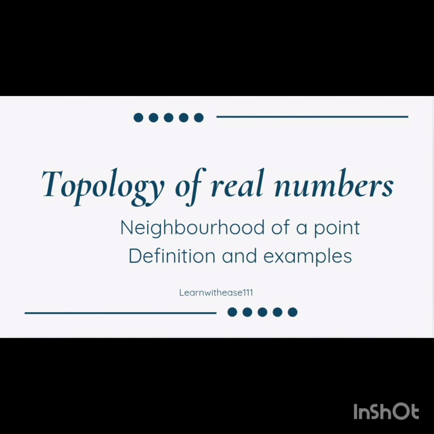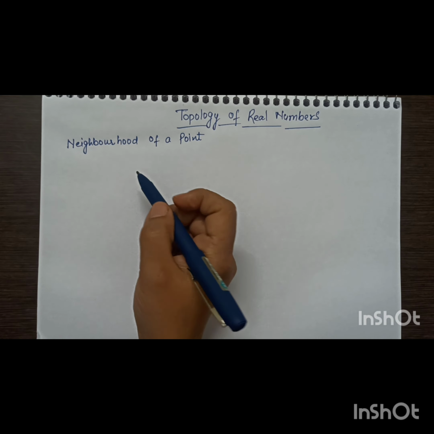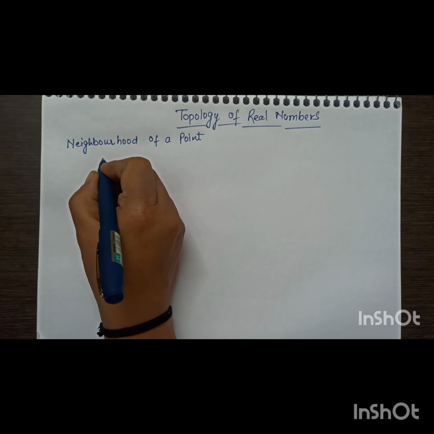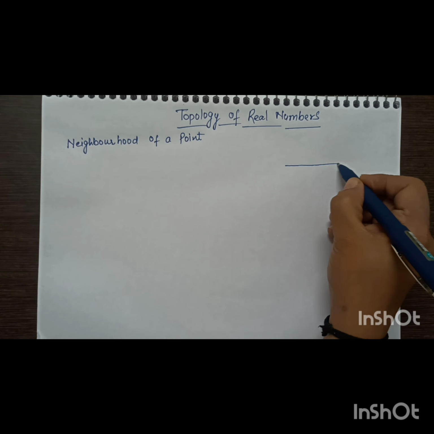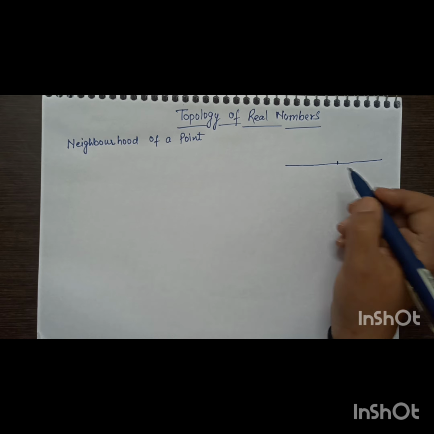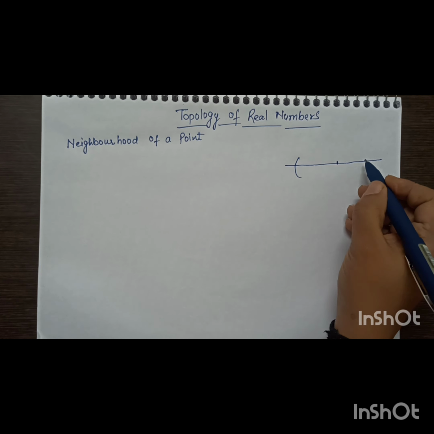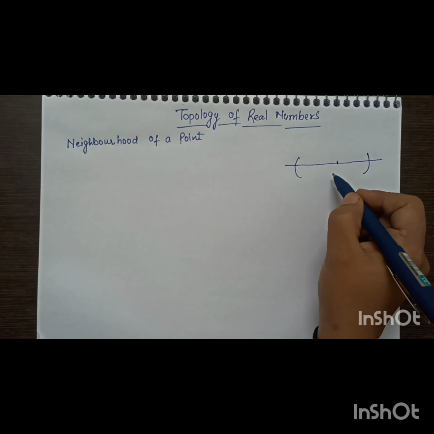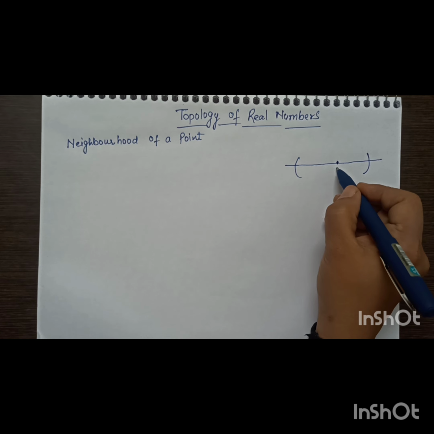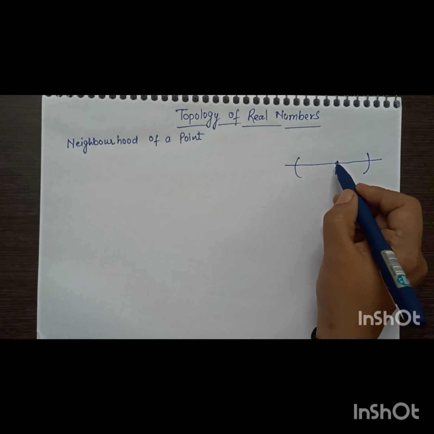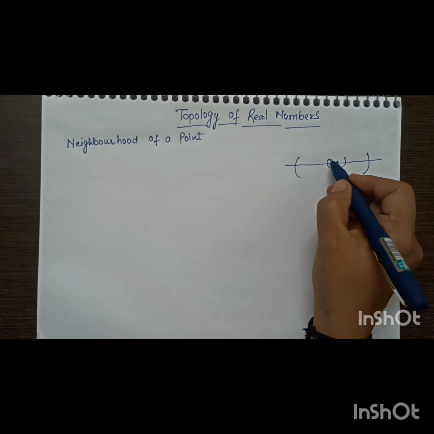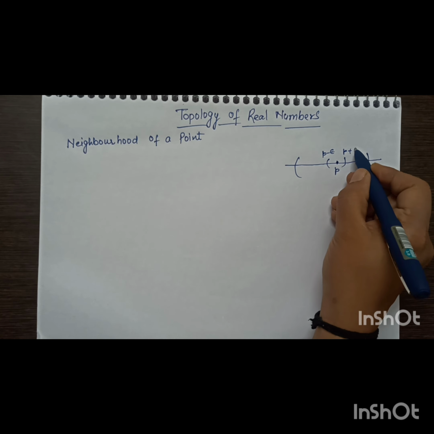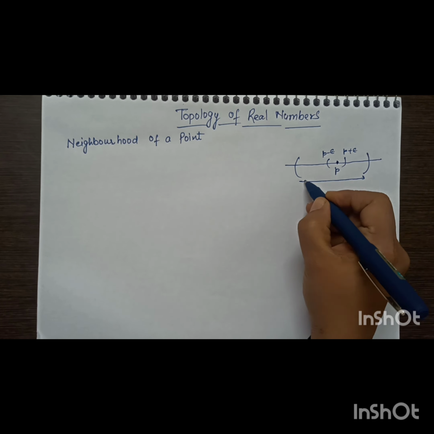Topology of real numbers: neighborhood of a point, definition with example. So to understand neighborhood of a point, first understand this. Suppose there is a set, the boundary, and we are talking about a particular point for which the set needs to be the neighborhood. The open interval containing that point, we need to take it as small as possible.